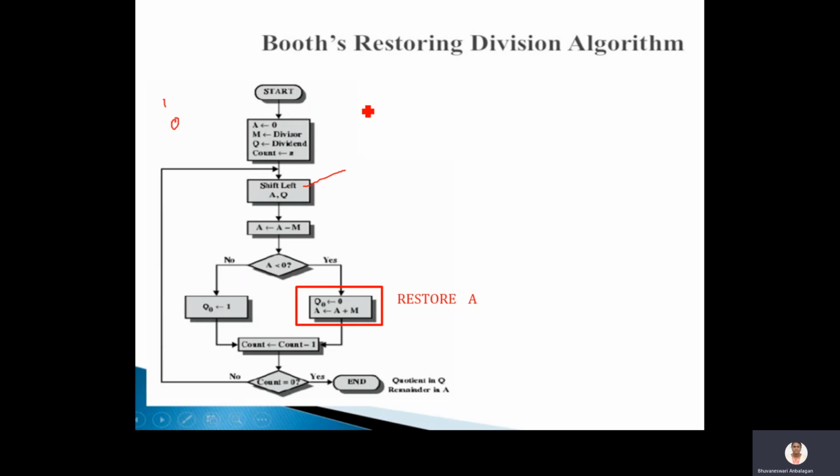Now what is this restore A? Why is this algorithm called the restoring algorithm? Initially what I am trying to do is I am going to subtract M from A, and then I am checking whether it becomes a negative number. If it becomes a negative number, I am restoring the value of old A by adding again this M. So I am subtracting M and again I am adding M in order to restore the value of A. That is why this algorithm is called the restoring division algorithm.